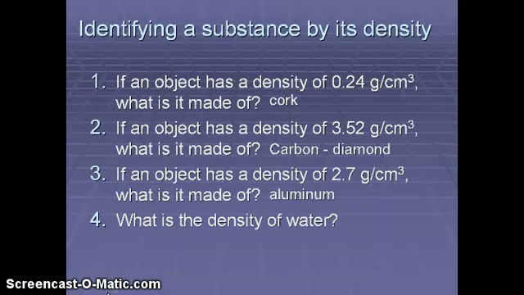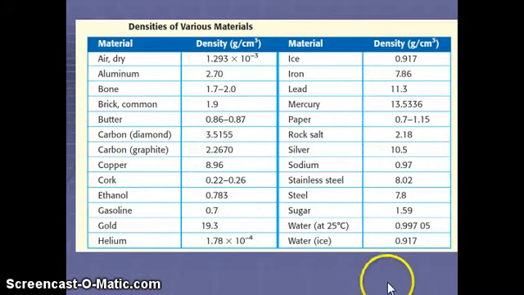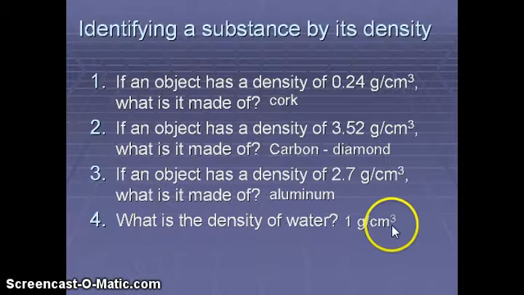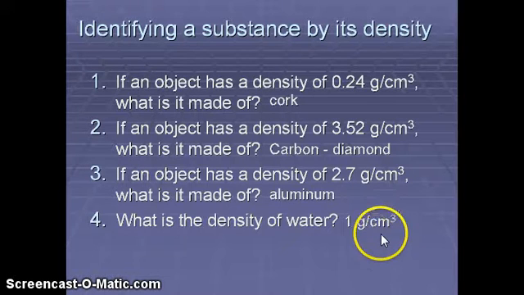Good. Number 4, what is the density of water? So water at 25 degrees is 0.99705. I'm actually going to round that up to 1. So 1 gram per centimeter cubed. One thing you may already know is that anything that has a density of less than 1 can float on water. Anything that has a density of more than 1 sinks.